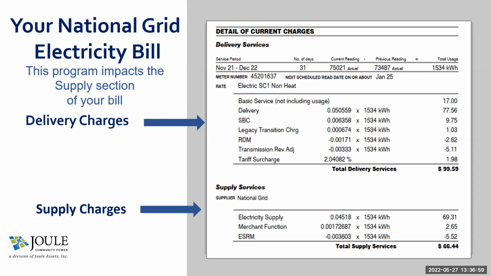So again, with this program, this section changes. It becomes a single line item for your electricity supply. The rate at which you're paying for electricity becomes fixed, and the new supplier would be listed there instead of National Grid listed as the supplier. So those are the only changes to your electricity bill. It's just the fixed rate electricity supply and the new supplier.